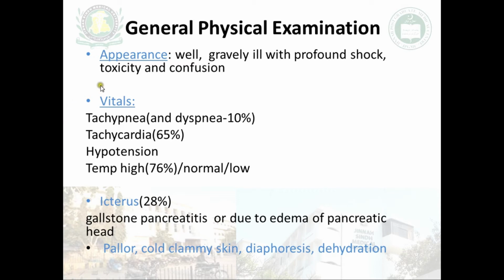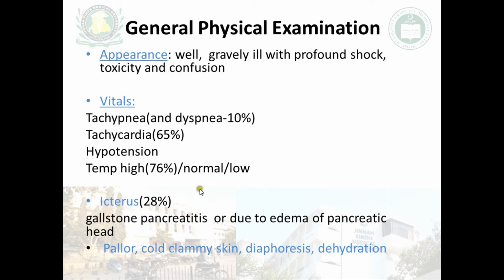The second thing you do is check the vitals, and many patients are tachypneic, they have tachycardia, and there is a possibility of hypotension in severe acute pancreatitis. In 76% of the cases they will have a high temperature, but the temperature can be normal, or even low, especially in cases when they have multi-organ failure.